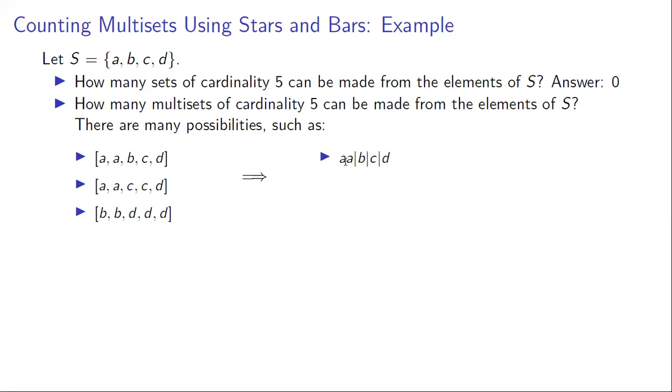So the AA goes together because they're both A's, and then we have a bar to separate from the B's, and then another bar to separate from the C's, and another bar to separate from the D's. So the second multiset example would become this, right? So we have AA, and then a bar, and then nothing after that because there's no B's, and then a bar, and then the 2 C's, and then another bar to separate.